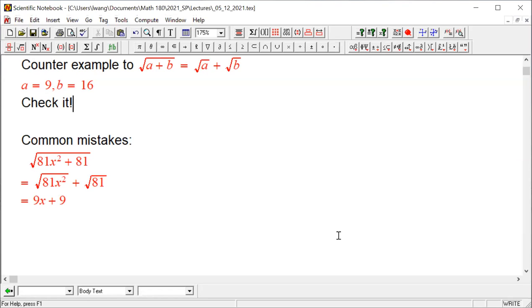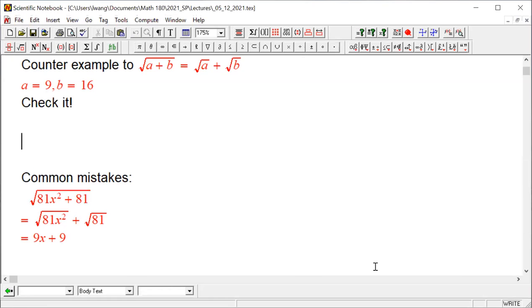So for the roots operation, you can only do multiplication and division. The root of a product is the product of roots. The root of a quotient is the quotient of roots. I will write it down for you in a second. So first check this one. Be convinced that this is false.